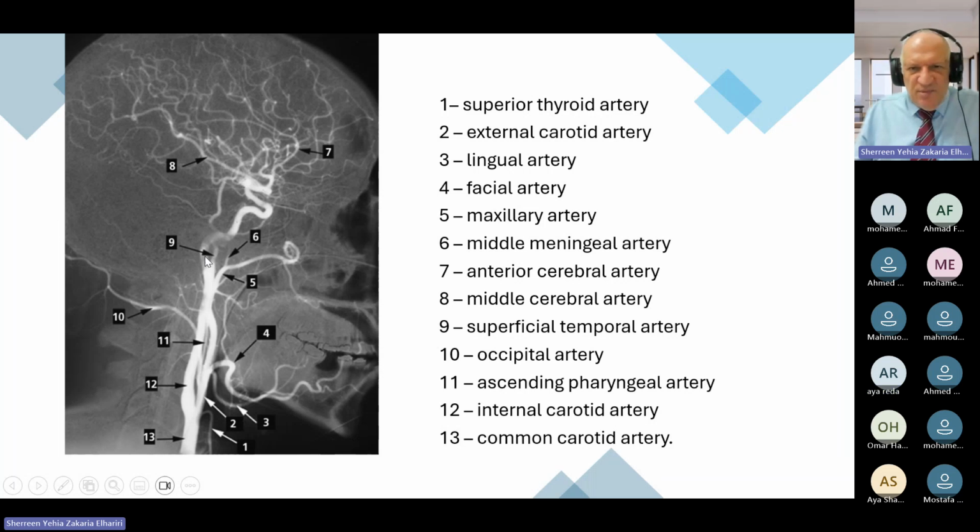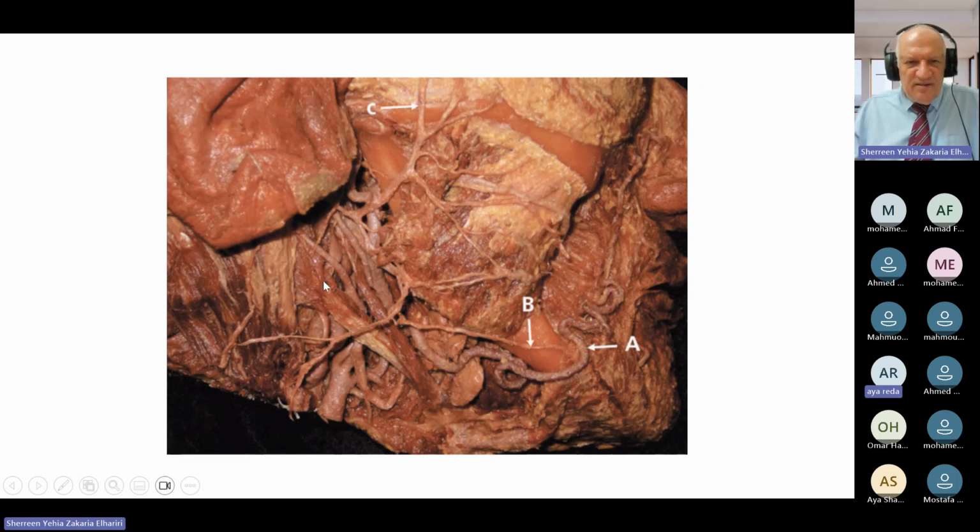Nine is the superficial temporal artery. Back is the occipital artery. A very tiny branch, maybe not important, is the ascending pharyngeal artery. Of course, 12 is the internal carotid artery, and 13 is the common carotid artery. I think it is okay, but the lower one is the superior thyroid artery. Okay? Easy? Okay. All right.